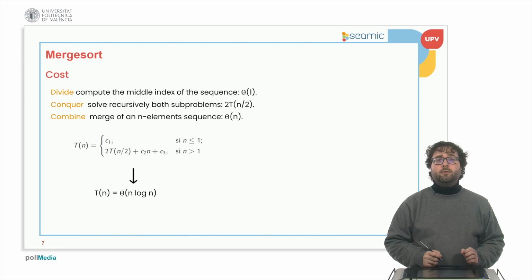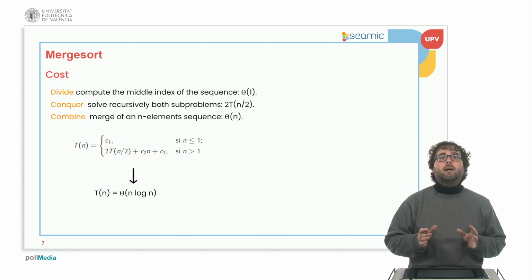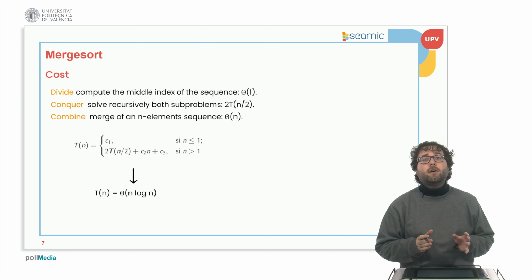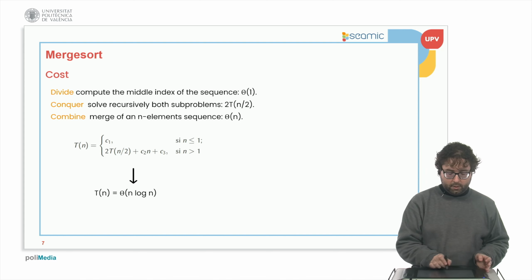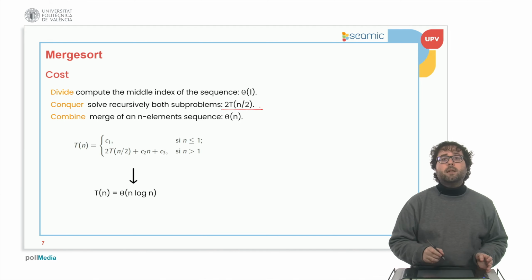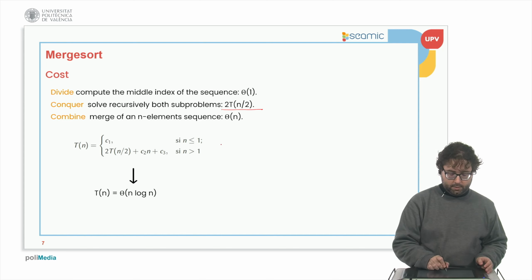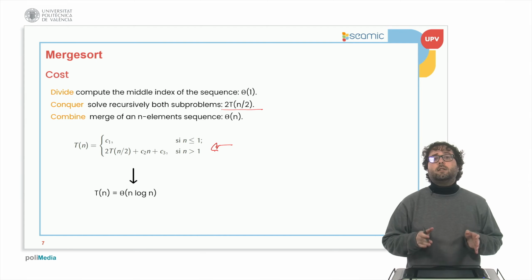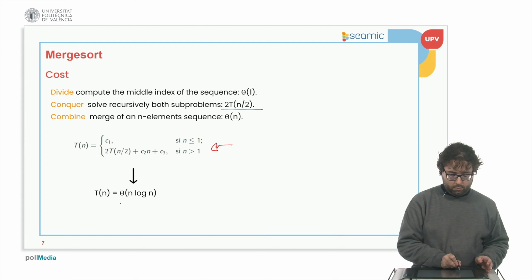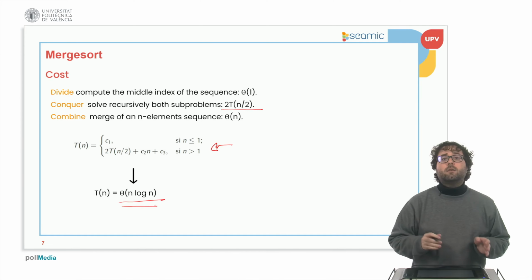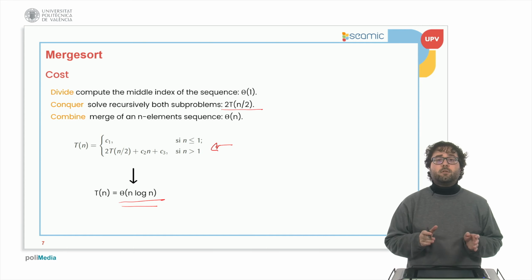Now, regarding the computing cost, the divide and combine phases are the cheapest, with a constant cost, and as is typical with the divide and conquer strategy, the conquer phase is the one with the bigger cost, which is given by this equation. And if we apply the master theorem, we would see that the cost of the Mergesort algorithm would be n log n.